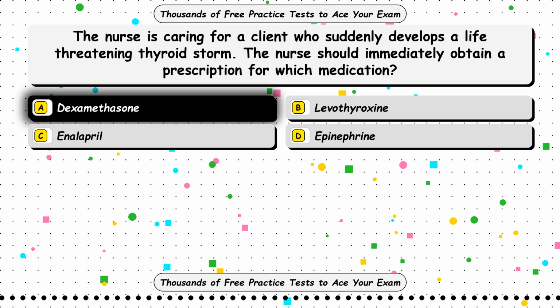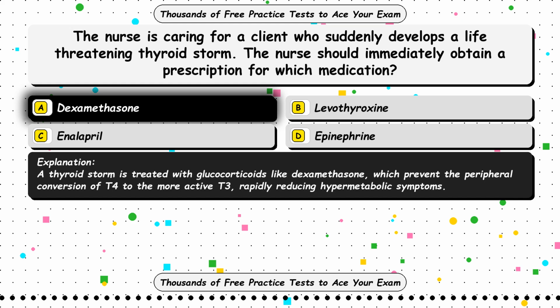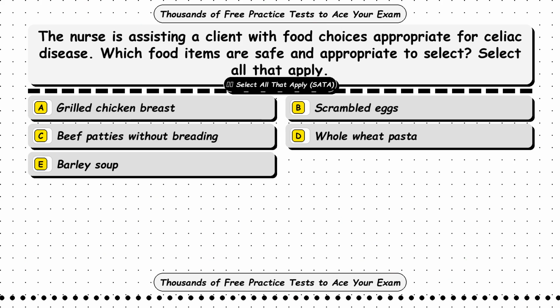The correct answer is option A. Dexamethasone. A thyroid storm is treated with glucocorticoids like dexamethasone, which prevent the peripheral conversion of T4 to the more active T3, rapidly reducing hypermetabolic symptoms. Question 43.